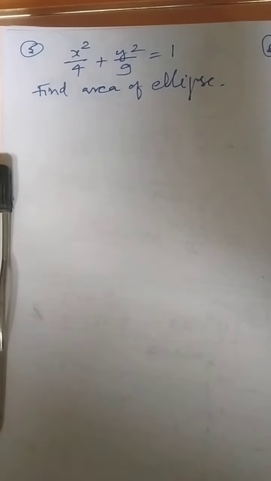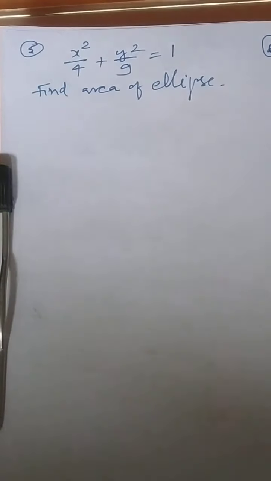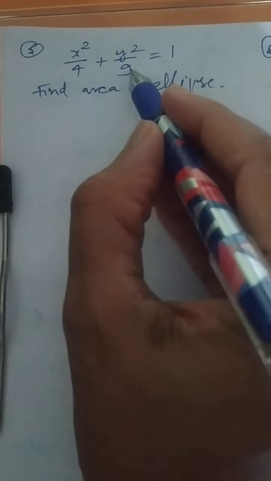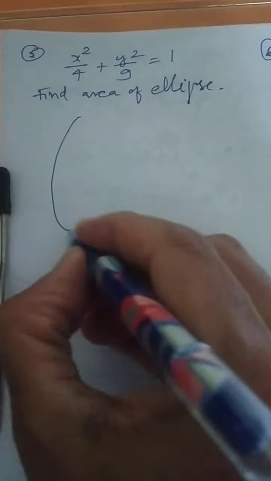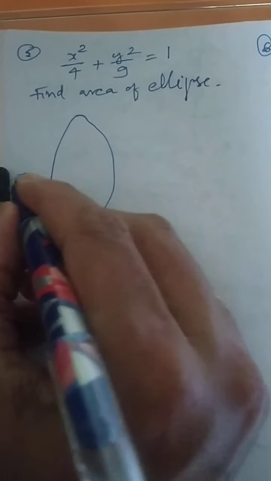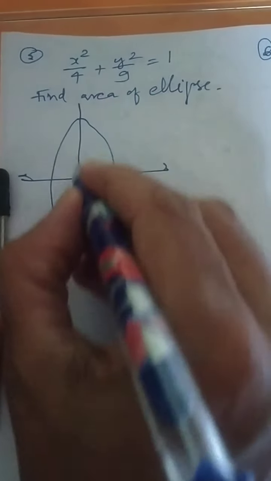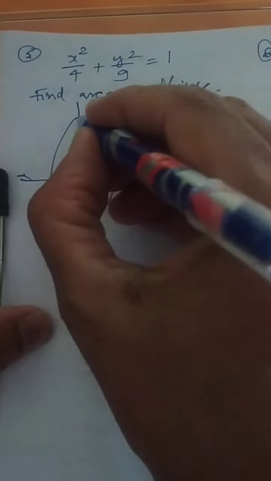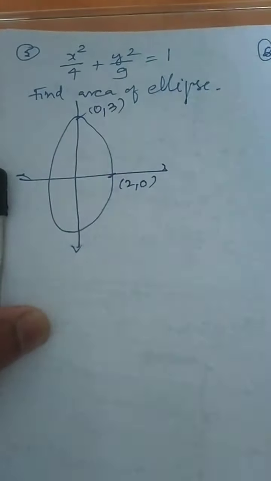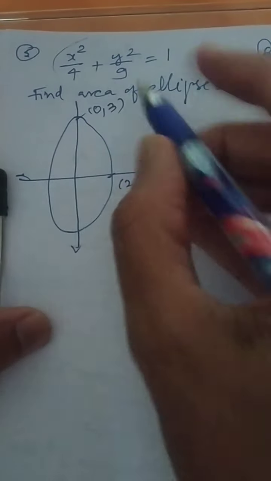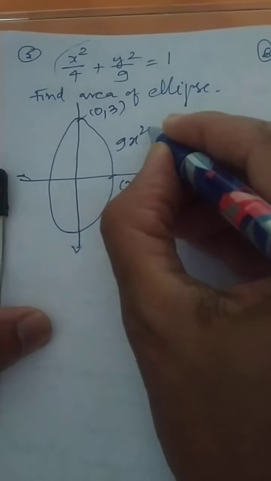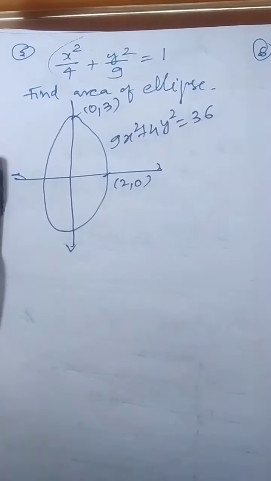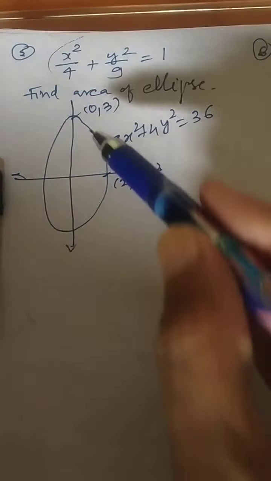Okay, next question, finding the area of the ellipse. This ellipse is given. I think if you know that, it will be a vertical ellipse. This point over here will be 2, 0. Over here it will be 0, 3. The equation of this ellipse can also be written as 9x square plus 4y square equal to 36. The question is asking about the complete area.